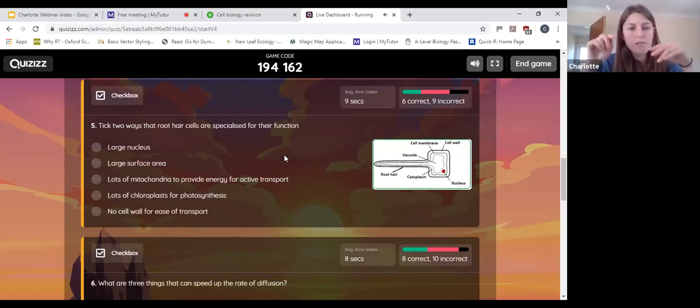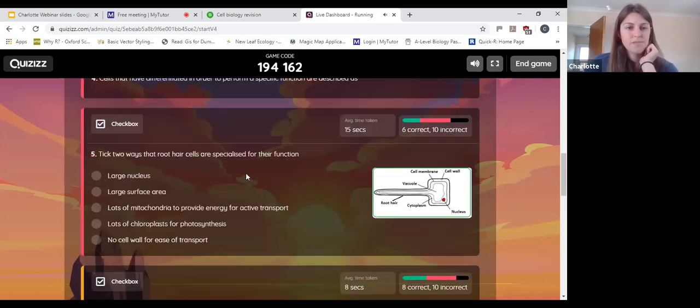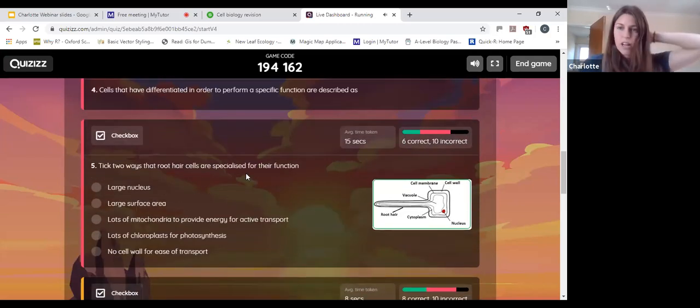Your choices are large nucleus, large surface area, lots of mitochondria to provide energy for active transport, lots of chloroplasts for photosynthesis, no cell wall for ease of transport. Tick 2 of those. Leave that one on the screen for a sec.